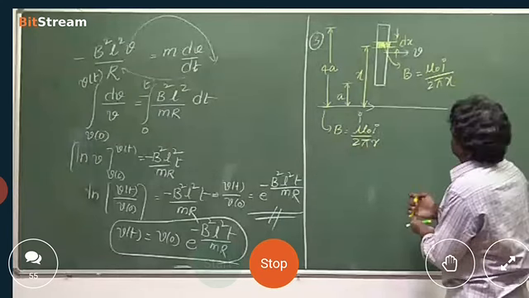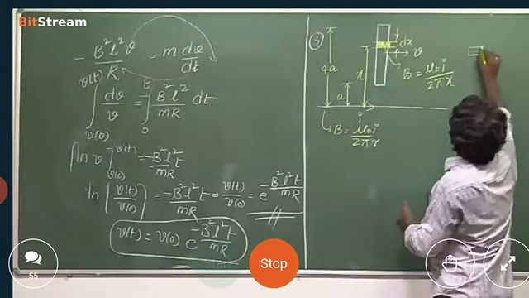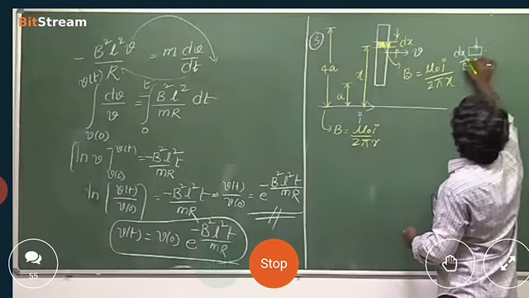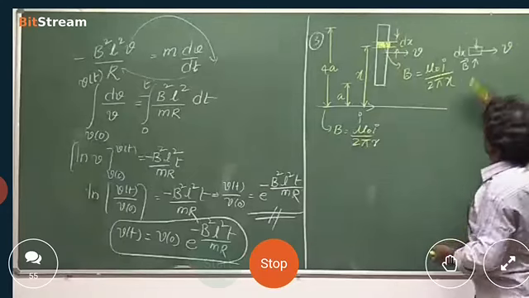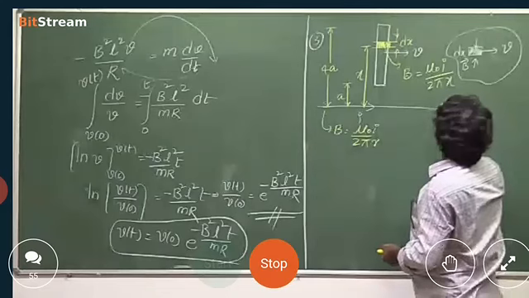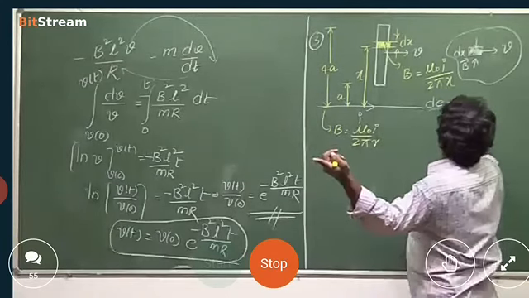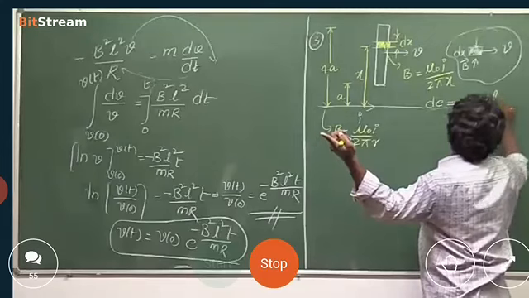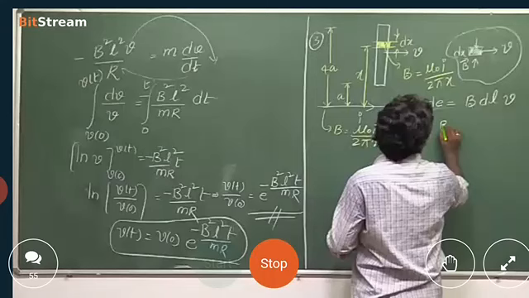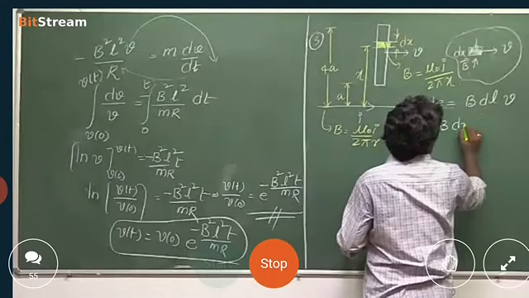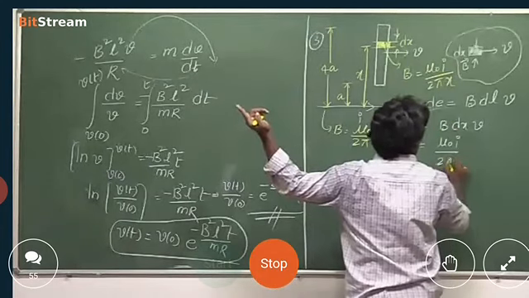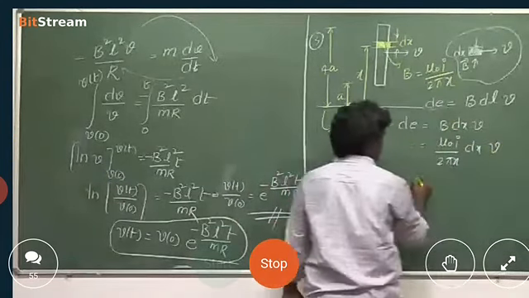Now as per the problem, there is an element of length dx moving in the magnetic field with velocity v. I hope you understand what I am saying here. With this scenario, what is the elementary EMF? Just now I told you elementary EMF is equal to B dl V. Here we have taken dx into V. What is the magnetic field? Mu naught I by 2 pi x, dx into V.